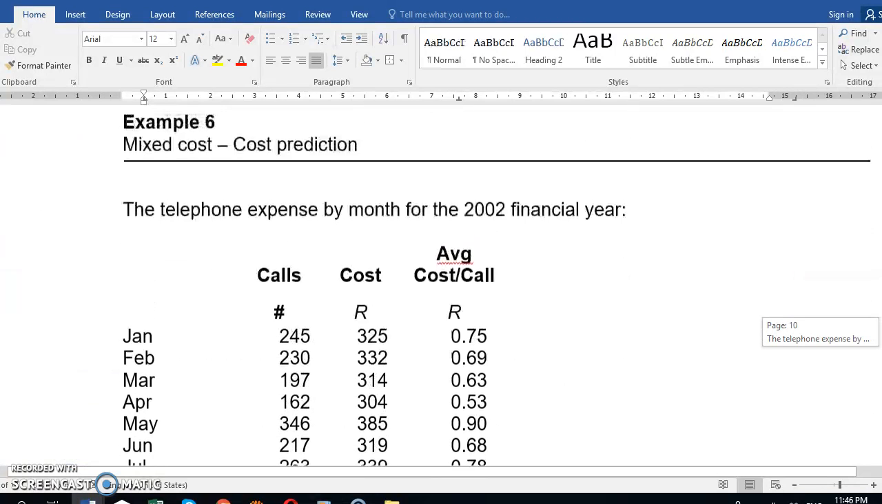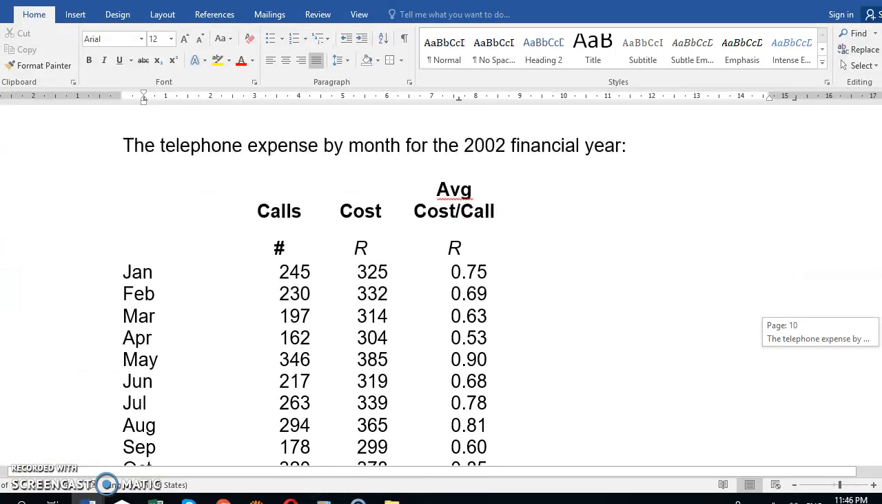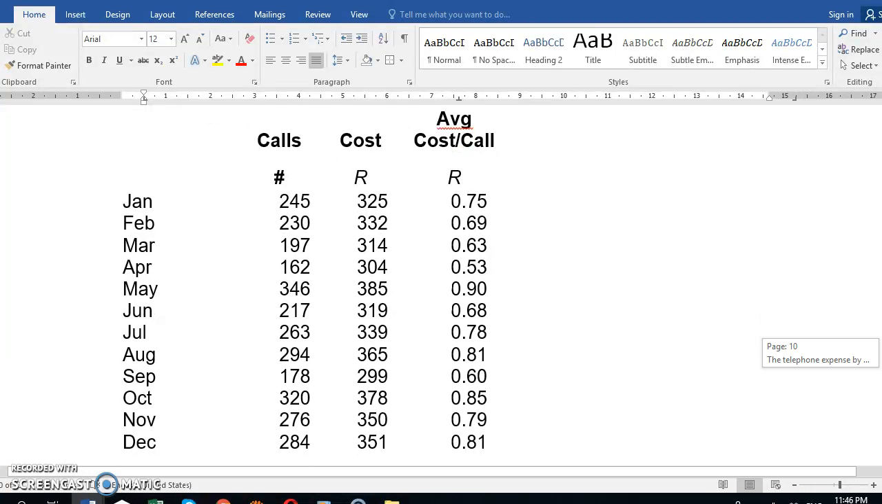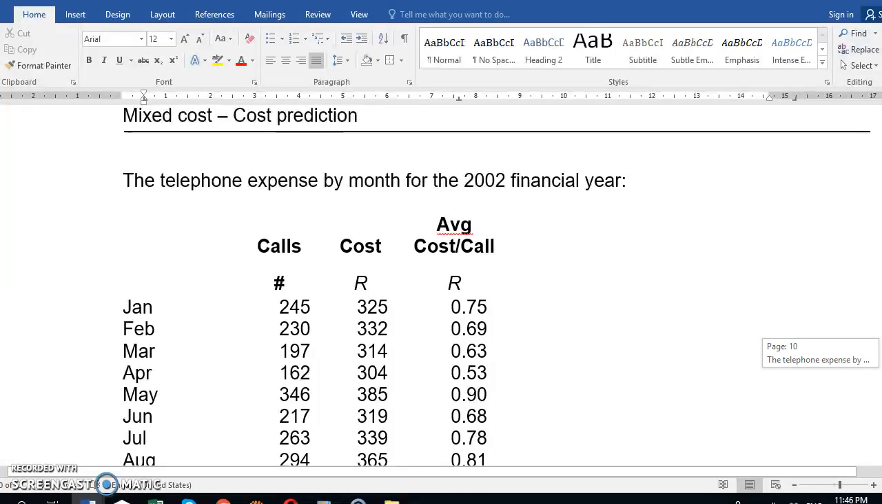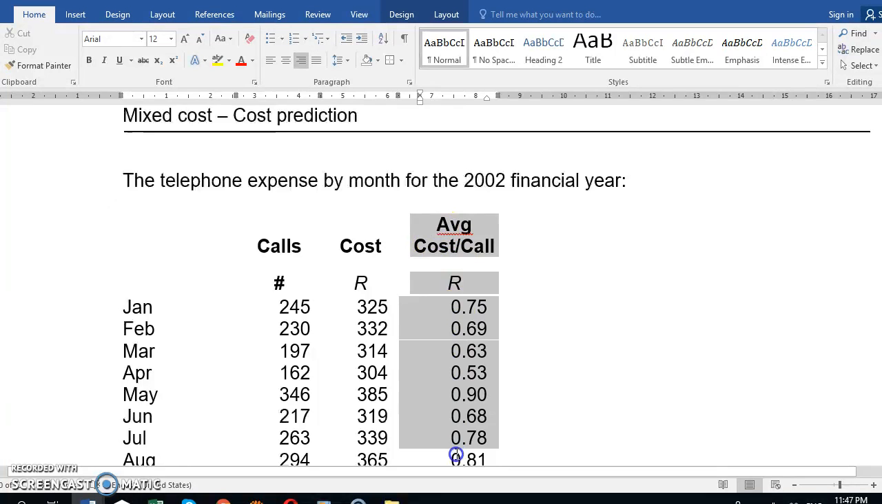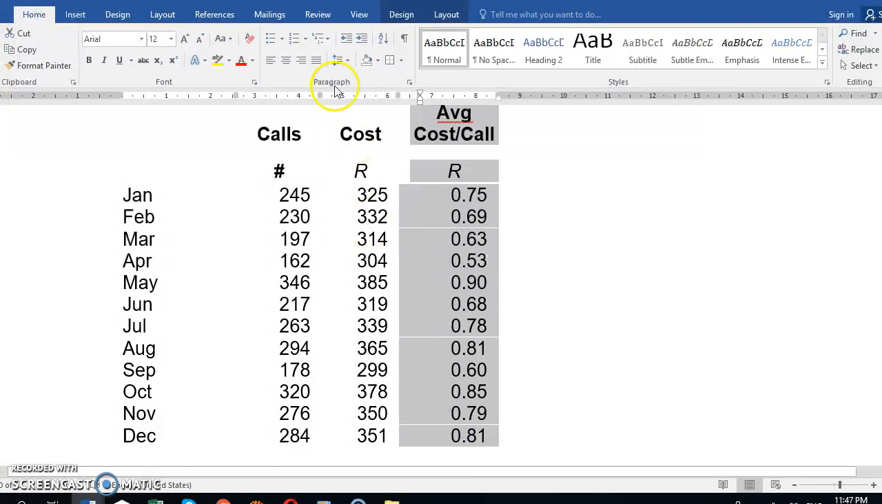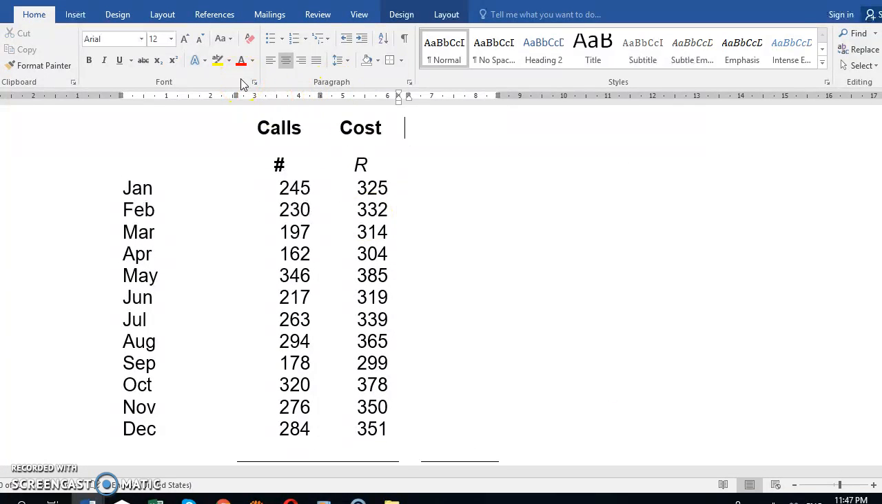Basically, here is what that looks like in an example. In this example, we have the telephone expense bill, which by its nature we expect to be a mixed cost. In other words, it has a variable and a fixed component. This is for the whole year of 2002. We have the number of calls, which in this case would be our units, we have the cost, and we have the average cost per call. We actually don't need that column, so you can just ignore it. I'm going to delete it for now. All we need is this.